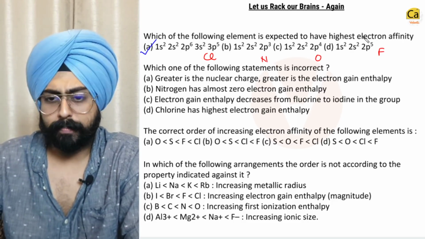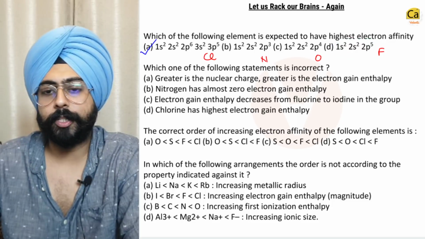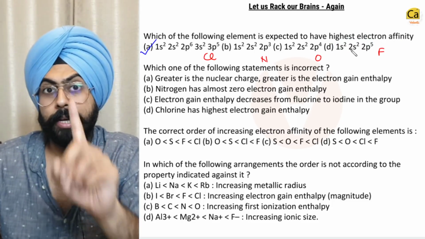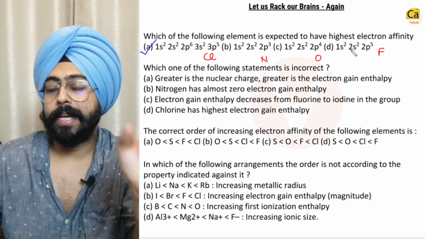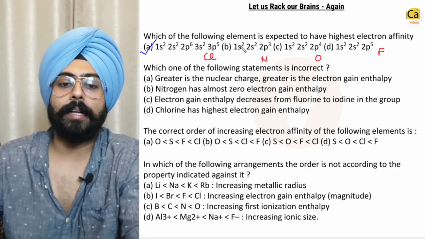Great. Sometimes you might choose this as a silly mistake. No, electron affinity is the property of an isolated gaseous atom. Electronegativity is different, and we'll discuss that later in today's class.